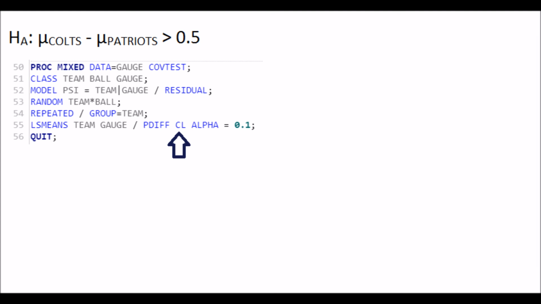I have used the option CL to ask SAS to provide the lower and upper confidence limits for the mean difference between the Colts and Patriots balls. I have chosen 90% as opposed to the default of 95% because I have a one-sided alternative hypothesis. I can use the option alpha to make this indication. Now, if 0.5 falls within the 90% confidence limit, I will fail to reject the null hypothesis and conclude that the change due to deflation during the first half of the game was the same for both teams.